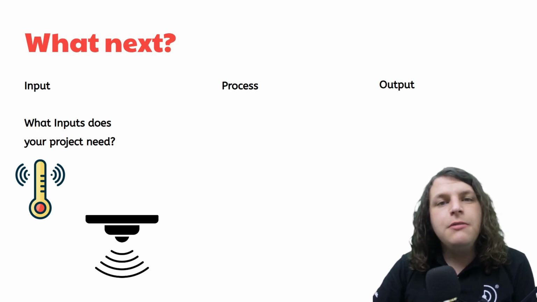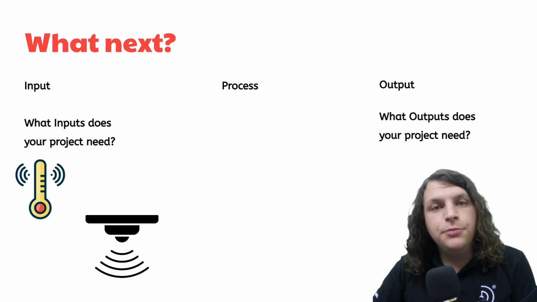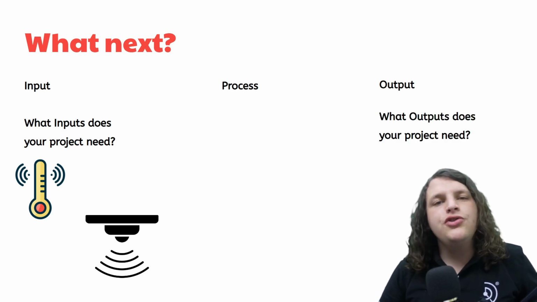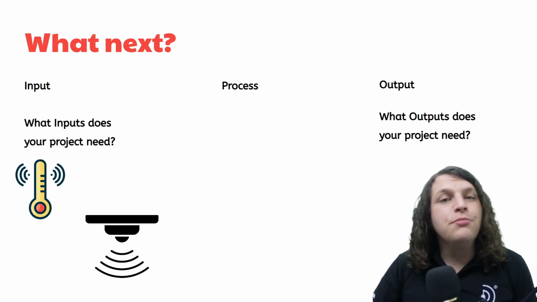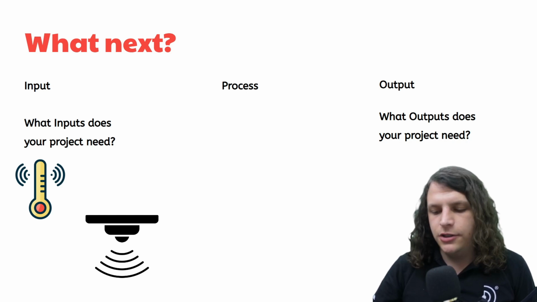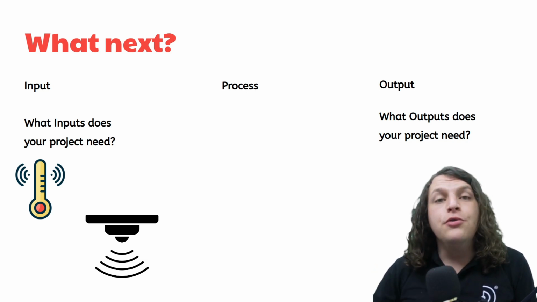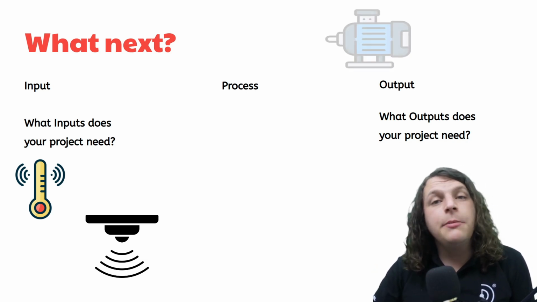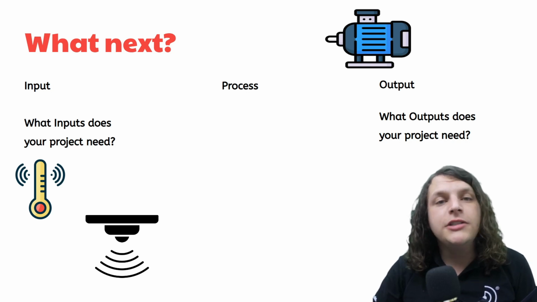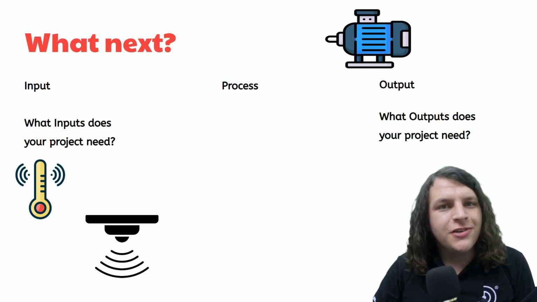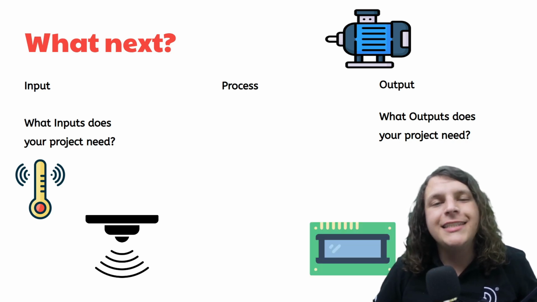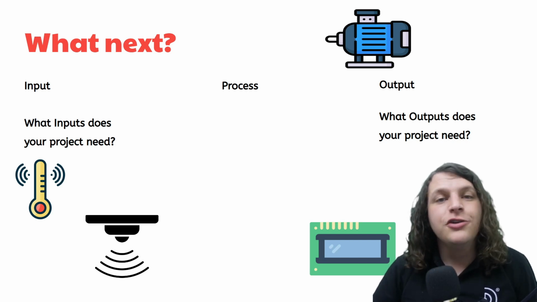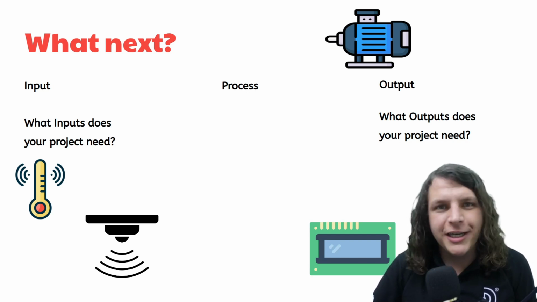Once you've decided on your inputs, the next step is the outputs. The outputs are what you want your project to physically do. Do you need your project to move around like a robot? In which case, think about adding something like a DC motor and wheels. Do you need to display some sort of information? In which case you could add an LCD screen, which will allow you to display text and give that information to whoever is using your project.